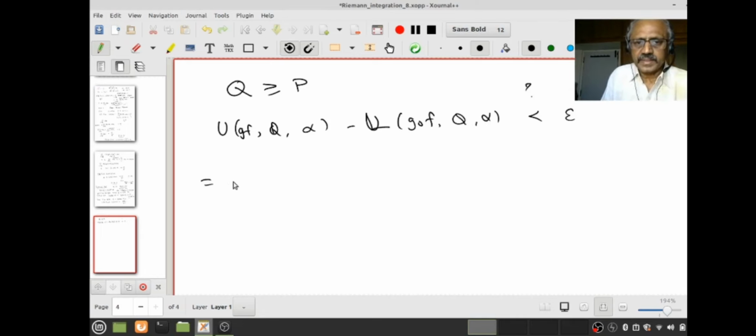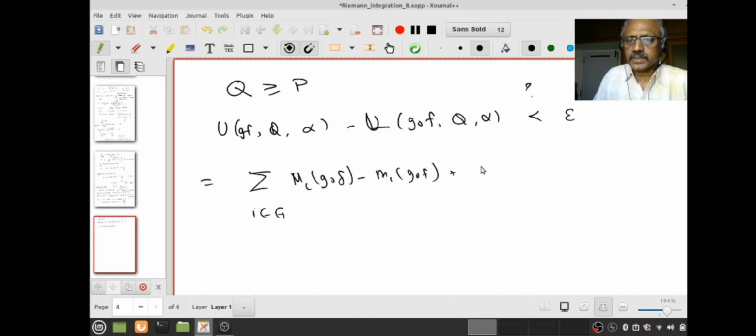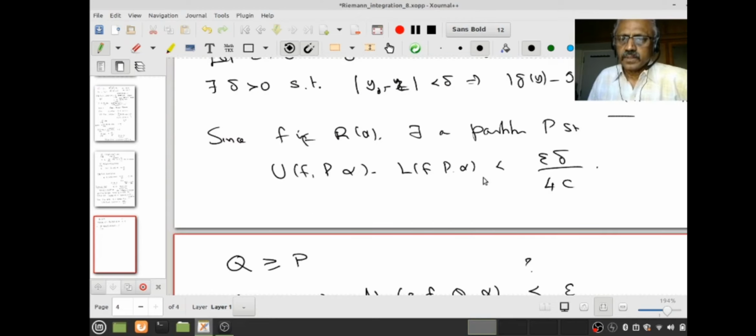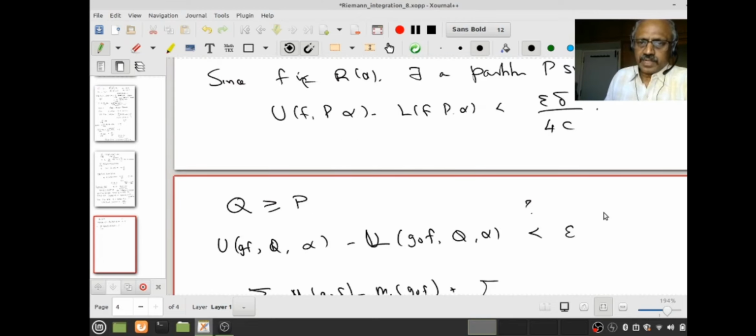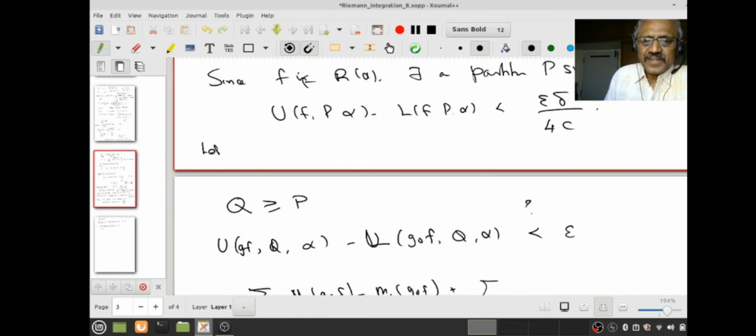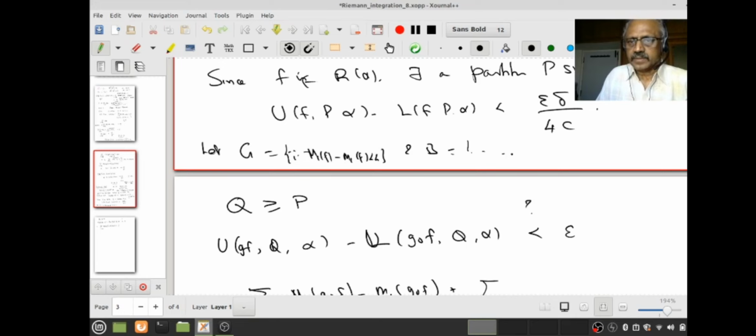As I did earlier, I can write this as capital Mi of G composed F minus small mi of G composed F, I varying over G plus. Once this partition is over, again I'm supposed to write a textbook proof, but you can see I don't write it. So let G equal this and B equal this, as earlier: G is the set of all I so that capital Mi of F minus small mi of F is less than epsilon, and B is the set of all I so that capital Mi of F minus small mi of F is greater than or equal to delta.